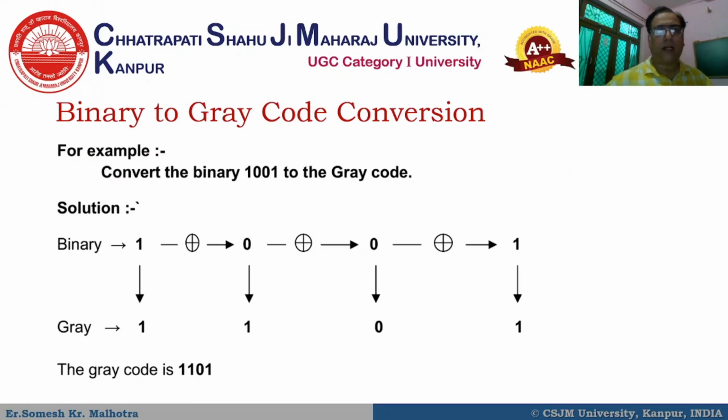Now let us understand this by an example. We have to convert this binary number 1001 to the gray code. As we said, the MSB is the same, so we just take MSB 1 as 1. Now 1 XOR 0 is the next gray code bit, so 1 XOR 0 is nothing but 1. And 0 XOR 0 is 0. 0 XOR 1 is 1. So this is your gray code equivalent of 1001, that is 1101.